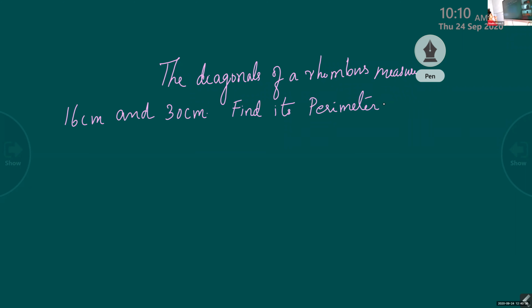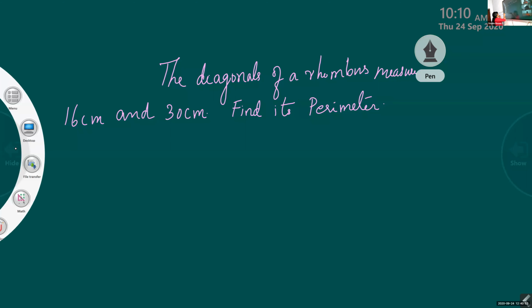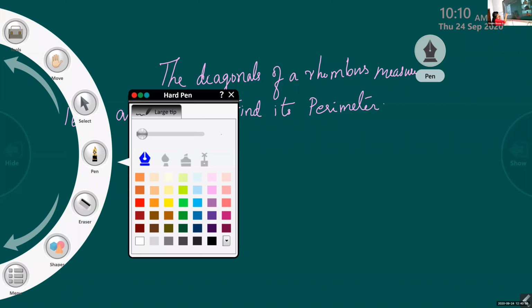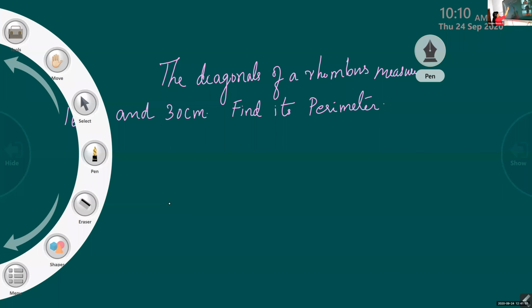Okay, so what is it? The diagonals of a rhombus measure 16 centimeter and 30 centimeter. Find its perimeter. You have to find the perimeter of the rhombus. Now I'm going to draw the rhombus. Now see what a rhombus is. This type of figure.